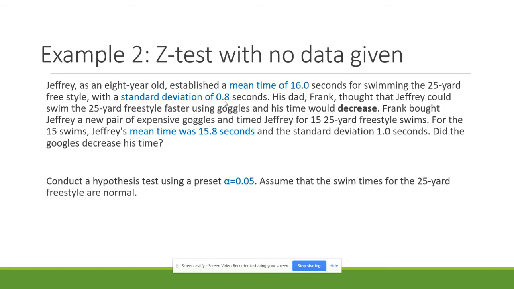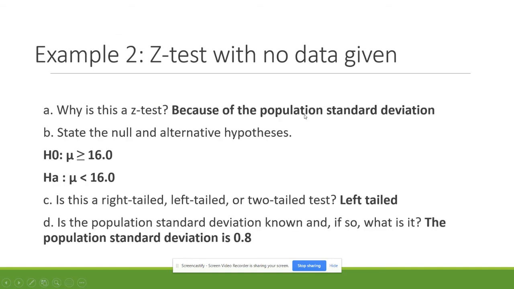So conduct a hypothesis test using a 0.05 level of significance. And the reason I know it's level of significance is because of the little alpha. And the last piece of information I need is the decrease. So they thought his time went down based on using the goggles. So I know this is a Z-test because of the population standard deviation being given.